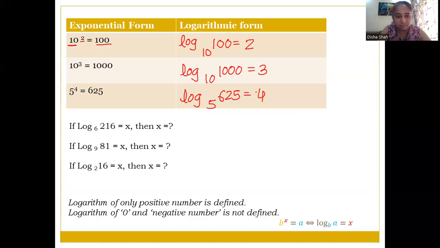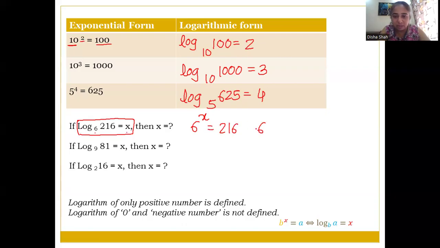Now, if log of 216 to the base 6 is equal to x, then what is the value of x? So we write this in exponential form. This we will write in the form of exponent. So what will we write? This base 6 will remain the base. x is the power, so 6 raised to x is equal to 216.